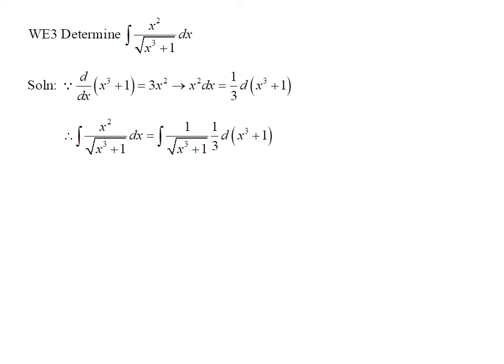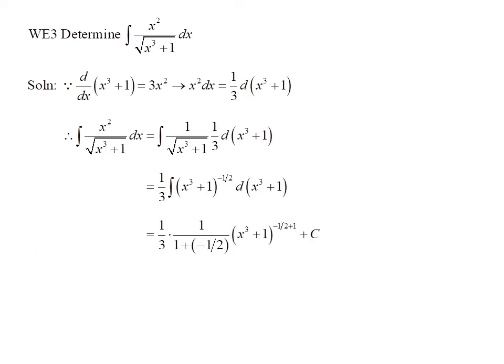Hence, the antiderivative equals the integral of the reciprocal of square root of x cubed plus 1 times 1/3 times d of x cubed plus 1, or in parentheses, which is written as 1/3 times the integral of x cubed plus 1 to the negative 1/2 d of x cubed plus 1, or in parentheses, which equals 2/3 of the square root of x cubed plus 1 plus c, after being further simplified.